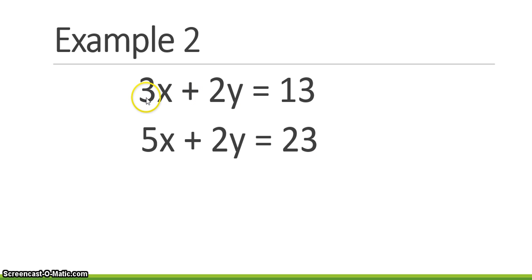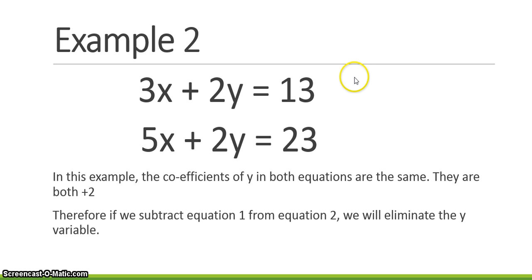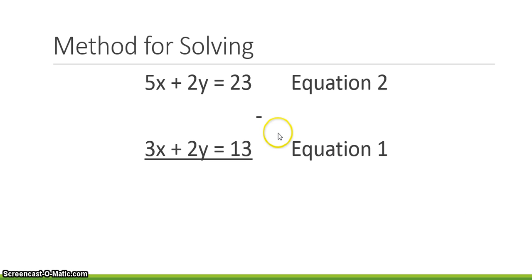If I look at the coefficients of x in both of these equations, they are different values. But if I look at the coefficients of y, they're the same value, positive 2. So if I subtract 2y from 2y, they will cancel out. And that means that if I subtract one equation from the second equation, I can eliminate y. Let's see how that works. I'm subtracting equation 1 from equation 2.